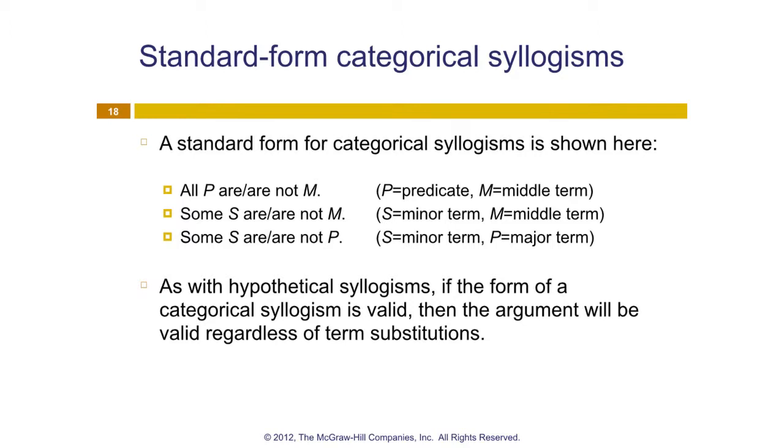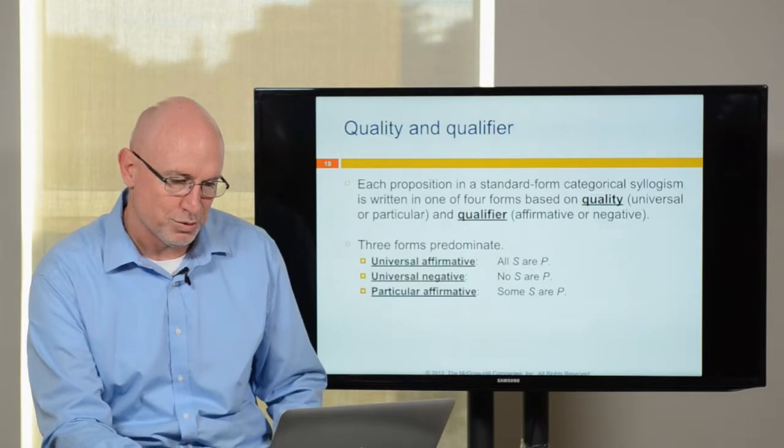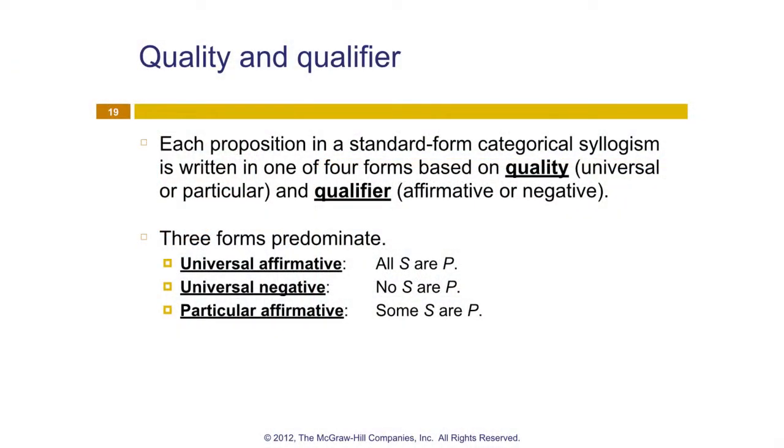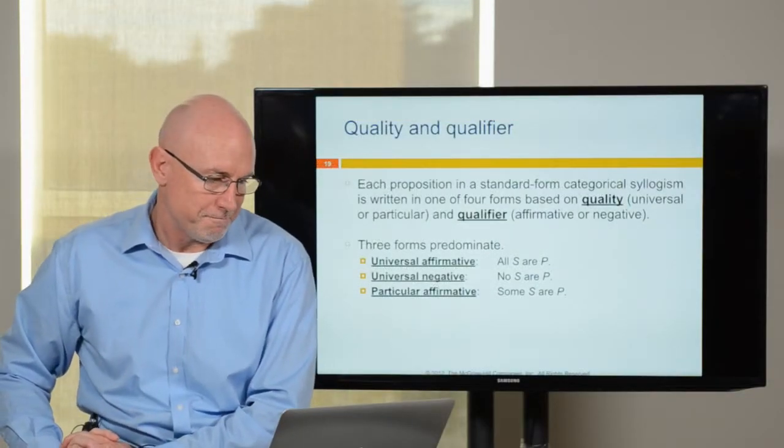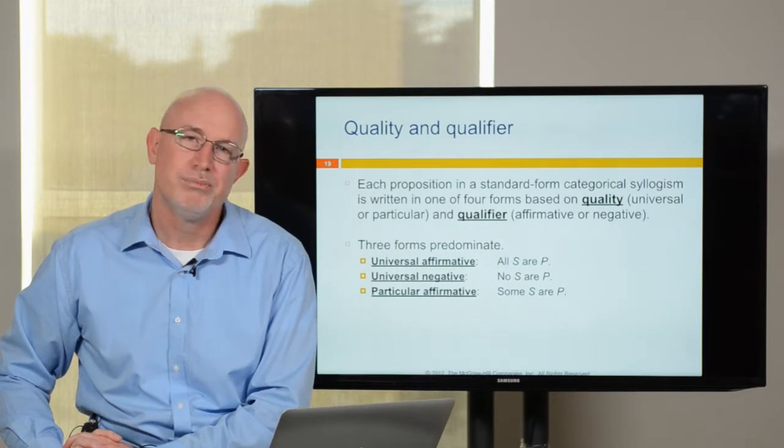As with hypothetical syllogisms, if the form of a categorical syllogism is valid, then the argument will be valid regardless of term substitutions. And I'll show you how this works in a moment. Each proposition in a standard form categorical syllogism is written in one of four forms based on quality, universal or particular, and qualifier, affirmative or negative. So it's either positive or negative, and it's either universal or particular.